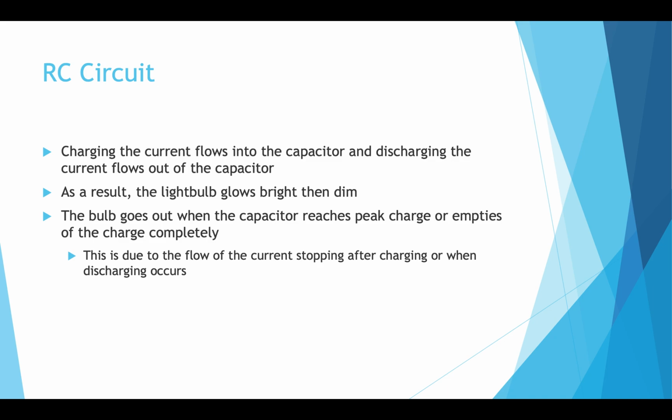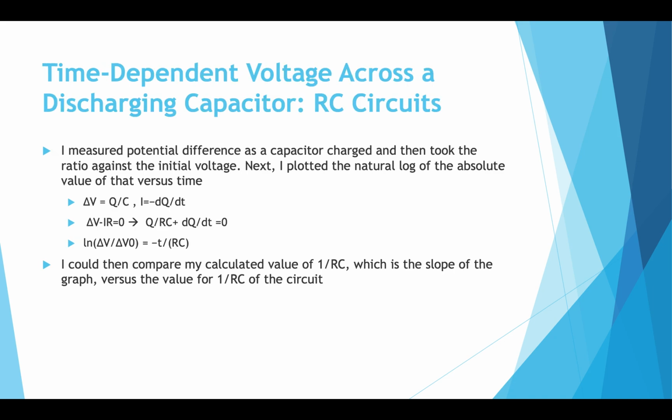For the RC circuit part of the lab, when charging, the current flows into the capacitor, and when discharging, the current flows out of the capacitor, and as a result, the light bulb glows bright then dim. The light bulb goes out when the capacitor reaches peak charge or empties of the charge completely. This is due to the flow of the current stopping after charging or when discharging occurs.